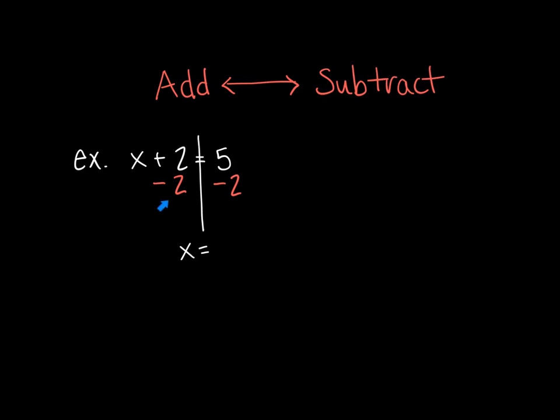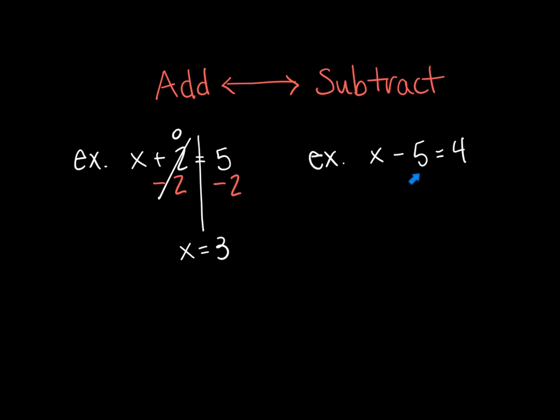Now we are going to combine these two numbers. So 2 minus 2 is 0. We can show that by just putting a line through that and writing a 0. Now we bring down our x. X is by itself, and over here we have 5 minus 2, which is 3, so our final answer is x equals 3.